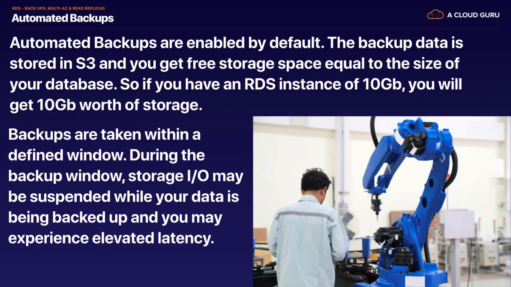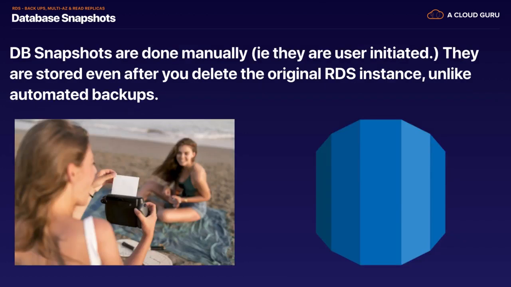Automated backups are enabled by default, the backup data is stored in S3, and you get free storage space equal to the size of your database. So if you have an RDS instance of 10 gigs, you're going to get 10 gigs worth of storage. Backups are taken within a defined window. During the backup window, storage I/O may be suspended while your data is being backed up, and you may experience a little bit of elevated latency.